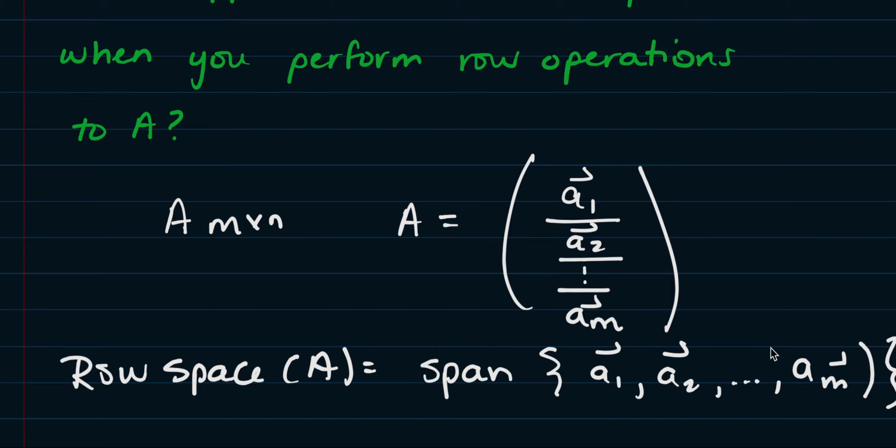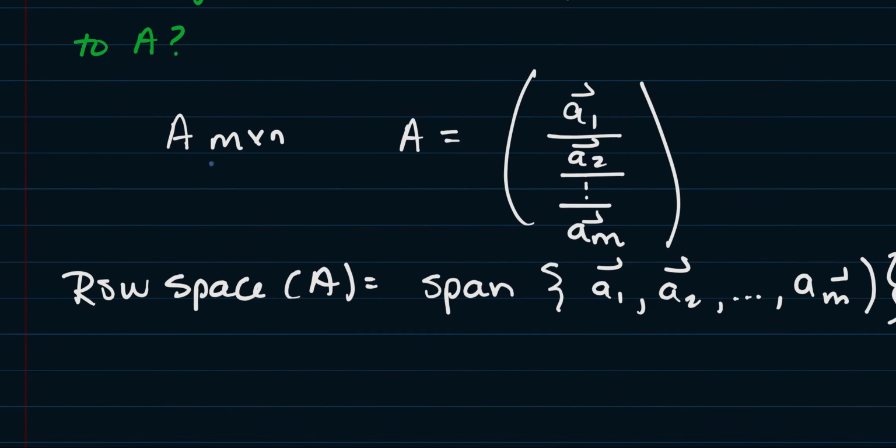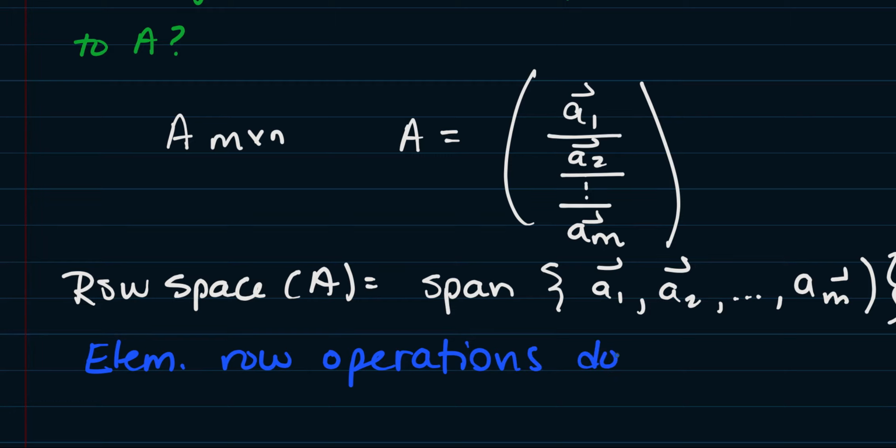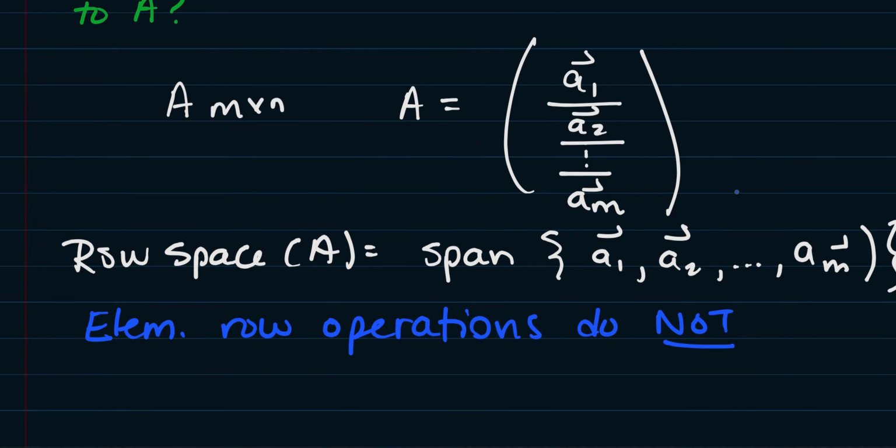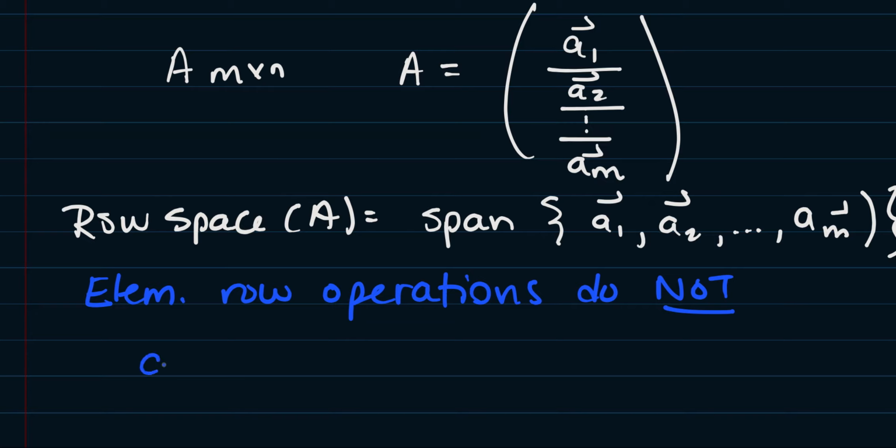What if I added a multiple of one row to another? Well, that would be a linear combination of these rows. I'm not changing the row space. So elementary row operations do not change the row space of a matrix.